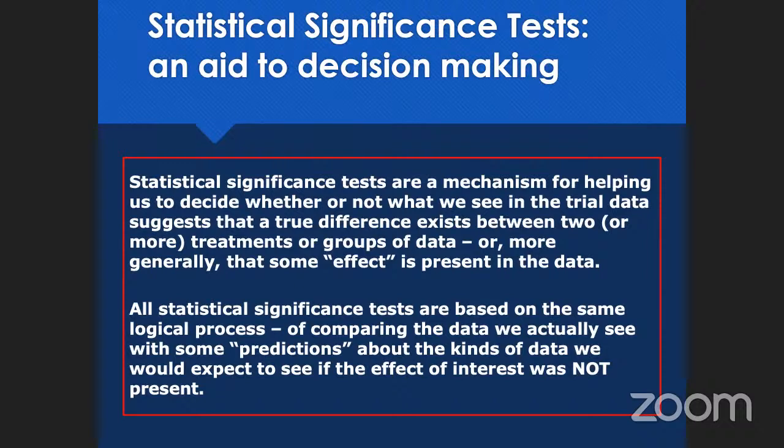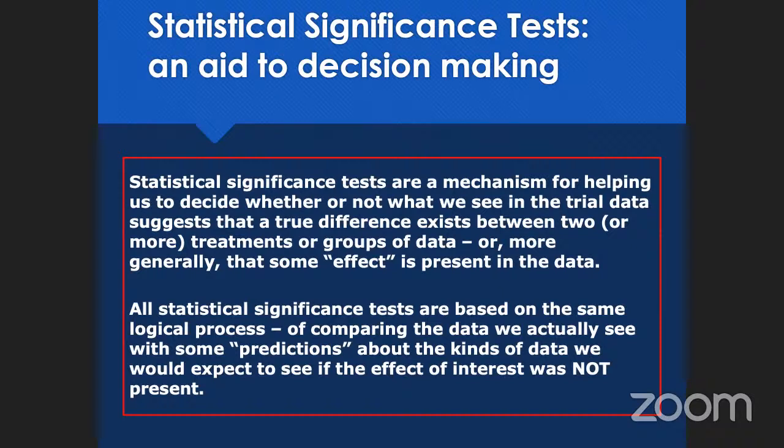The statistical significance test can aid in the decision-making process in terms of the impact of the problem, as they are mechanisms for helping us decide whether or not what we see in trial data suggests that a true difference exists between two or even more treatments or groups of data, or, as a more general definition, that some effect is actually present in the data. So it is the method by which we can measure the effect that is present in our sample.